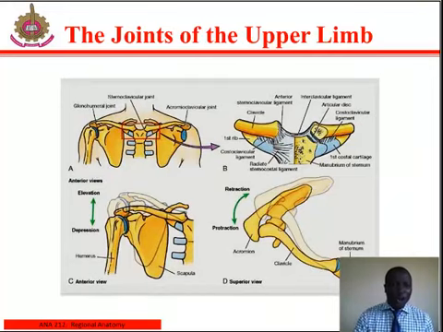The joints of the upper limb. Movement of the pectoral girdle involves the sternoclavicular, acromioclavicular, and glenohumeral joints. Usually, all move simultaneously. Functional defects in any of these joints impair movement of the pectoral girdle. Mobility of the scapula is essential for the freedom of movement of the upper limb. You can read more about the joints of the upper limb in your course material.